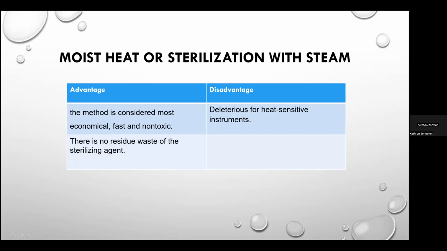So what are the advantages and disadvantages of moist heat or sterilization with steam? The advantages are it's considered the most economical, it's the most rapid, and it doesn't have any adverse effects because it doesn't leave residues. But the disadvantage is it's not suitable to apply to materials that are heat sensitive.